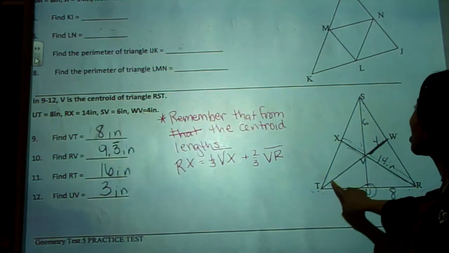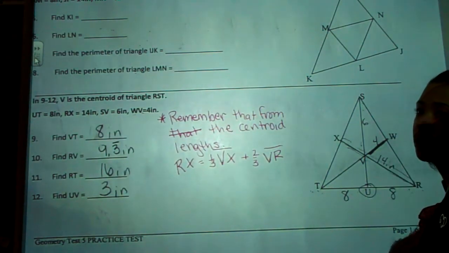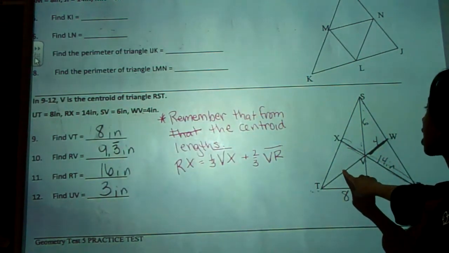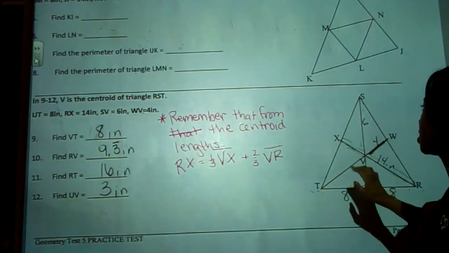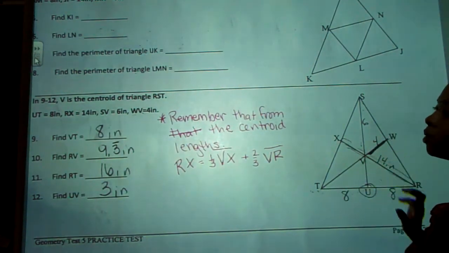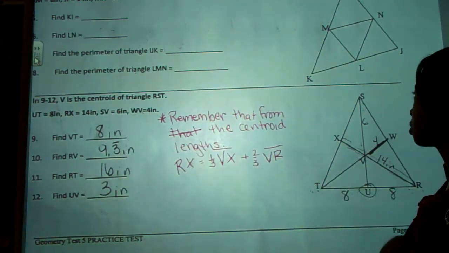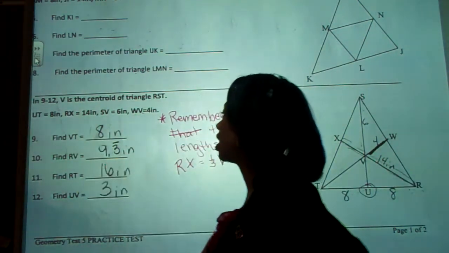And the total length of WT is 12. It's divided into 3 parts. The first third is 4. The second third will be 8. And this will be 12. So what is the length of VT? If VW is 1/3 or 4, that means that 2 of the thirds is going to be 4 and 4, which make 8 inches. So VT is 8 inches.